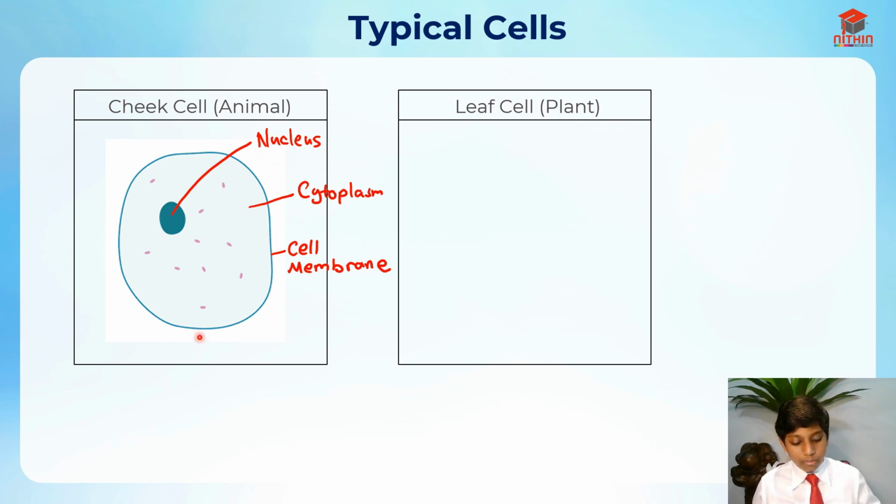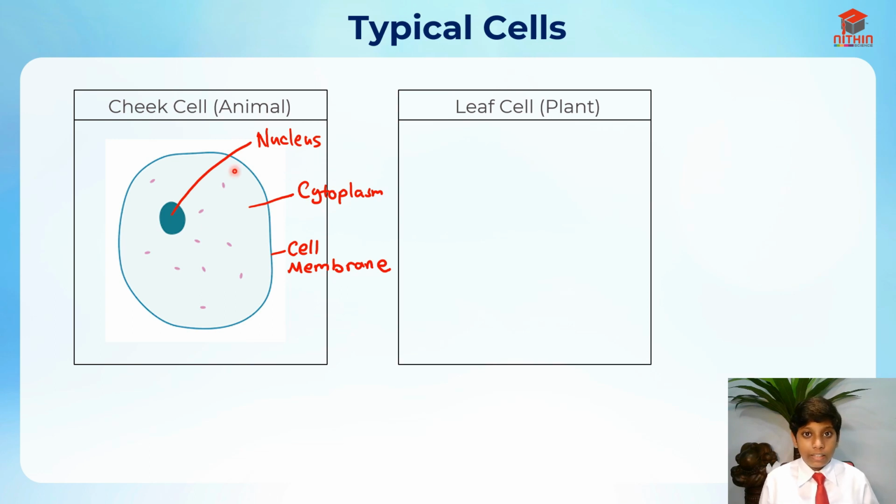Now we have seen the three parts in this animal cell, the cheek cell. Let me go through the functions of the nucleus, cytoplasm, and the cell membrane. I have also prepared a table with all the functions and all the cell parts from the cheek cell to the leaf cell, and I'll be going through this in the next slide. First, the nucleus. Let me go through the function of the nucleus.